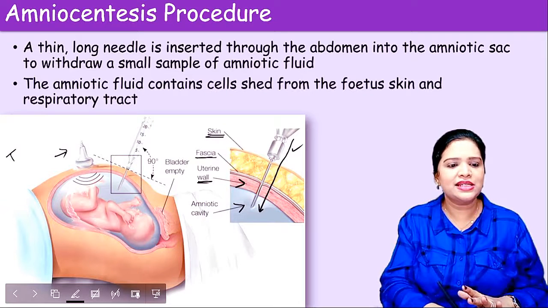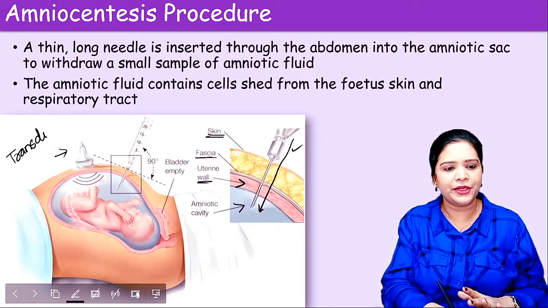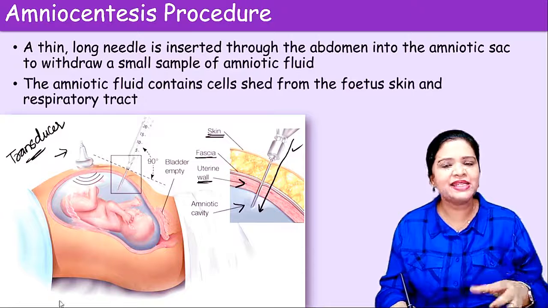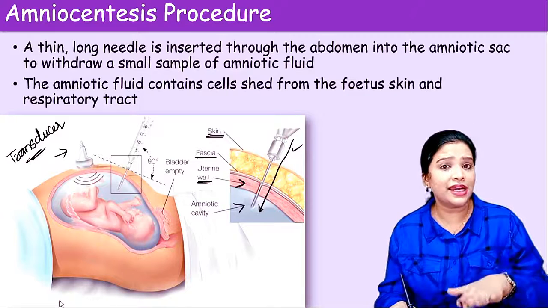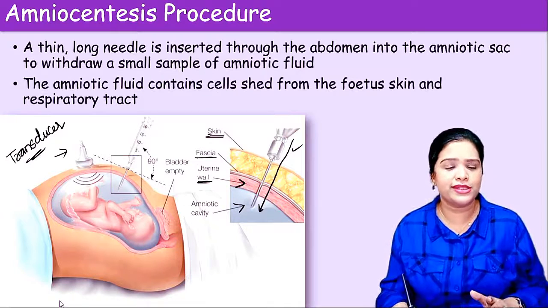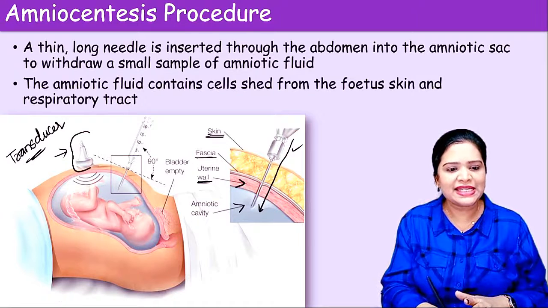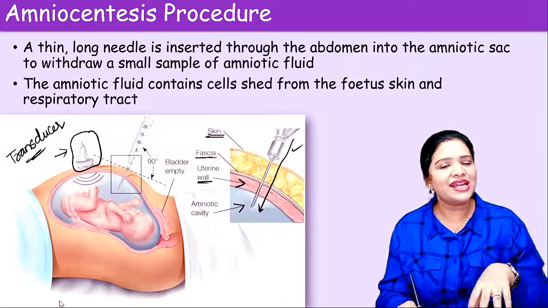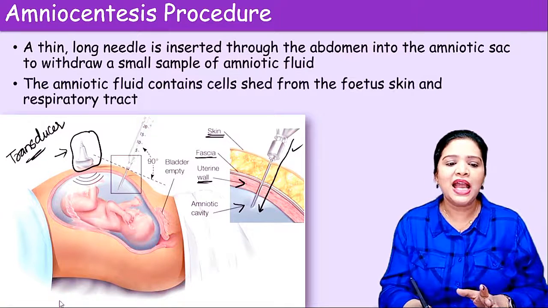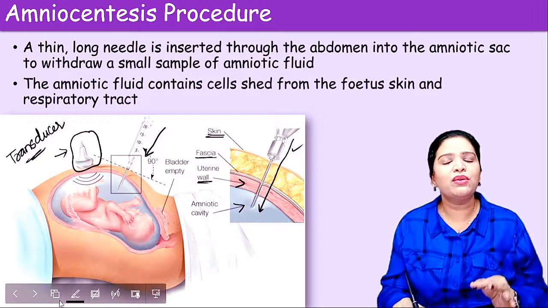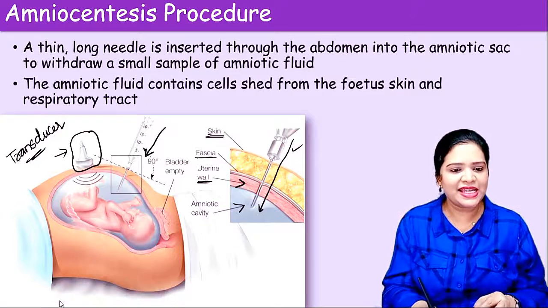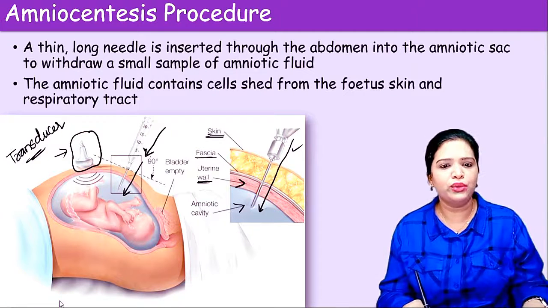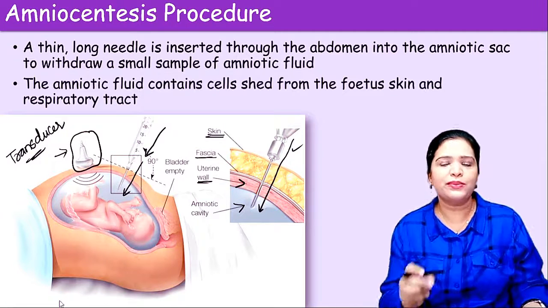See here, this is a transducer of the scanner. First the doctor scans. While scanning itself, they do this amniocentesis procedure. The doctor uses the scanning technique to detect the position of the baby first and where exactly the amniotic cavity is present, and in real time they insert a very small thin needle exactly into the amniotic cavity and collect a little amount of this fluid. So this is the amniocentesis procedure.